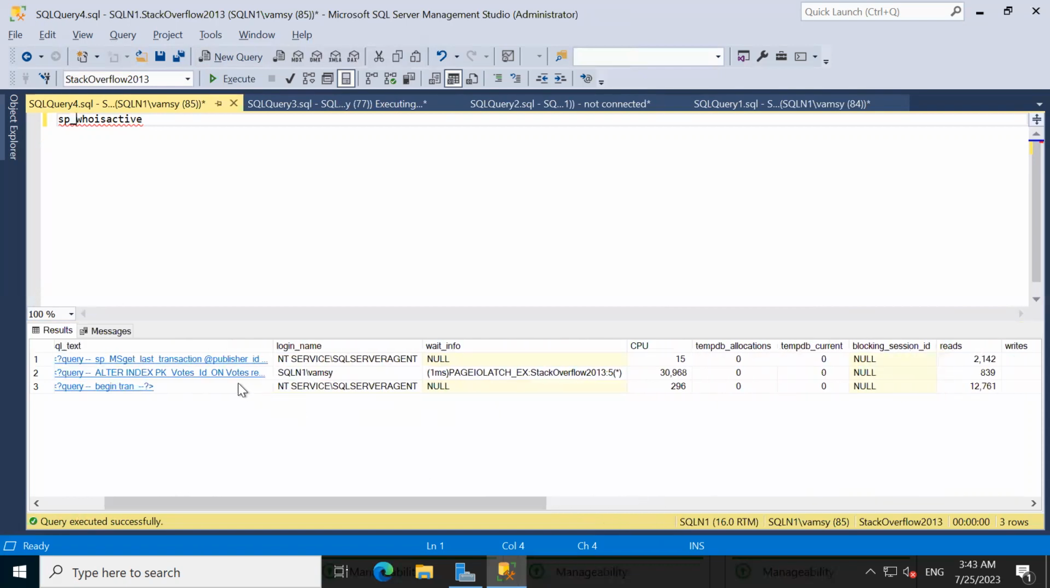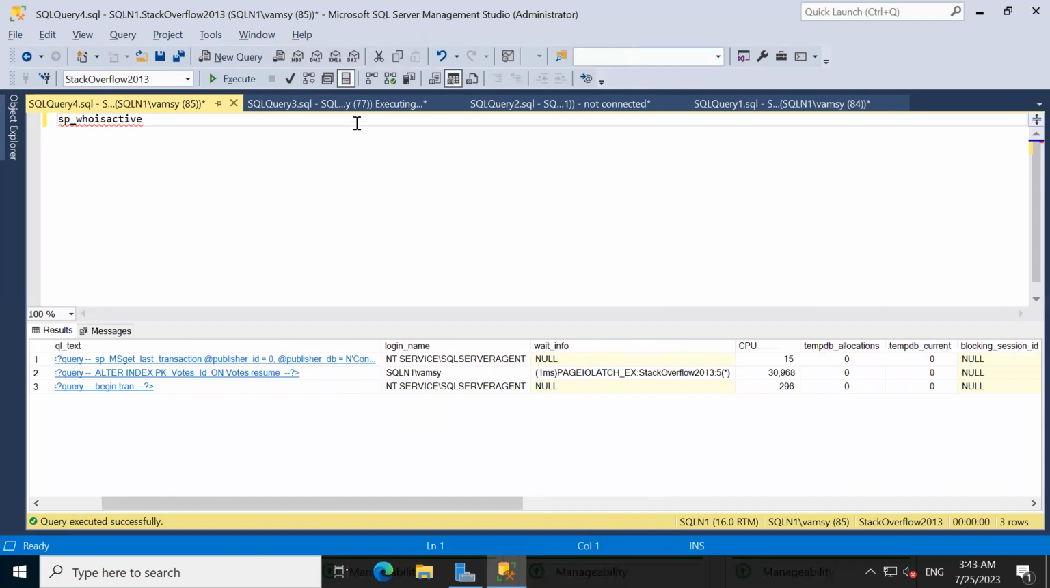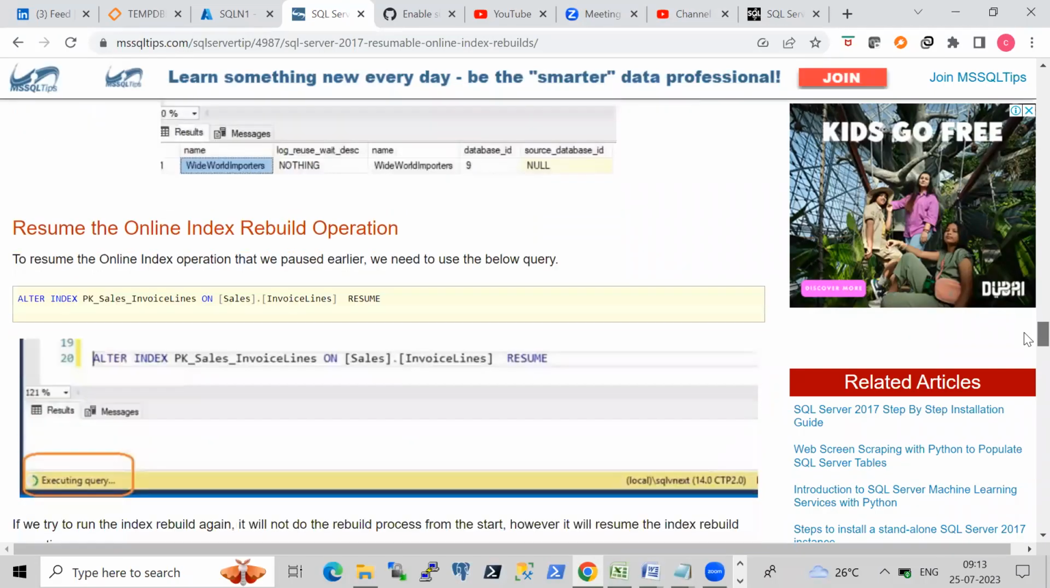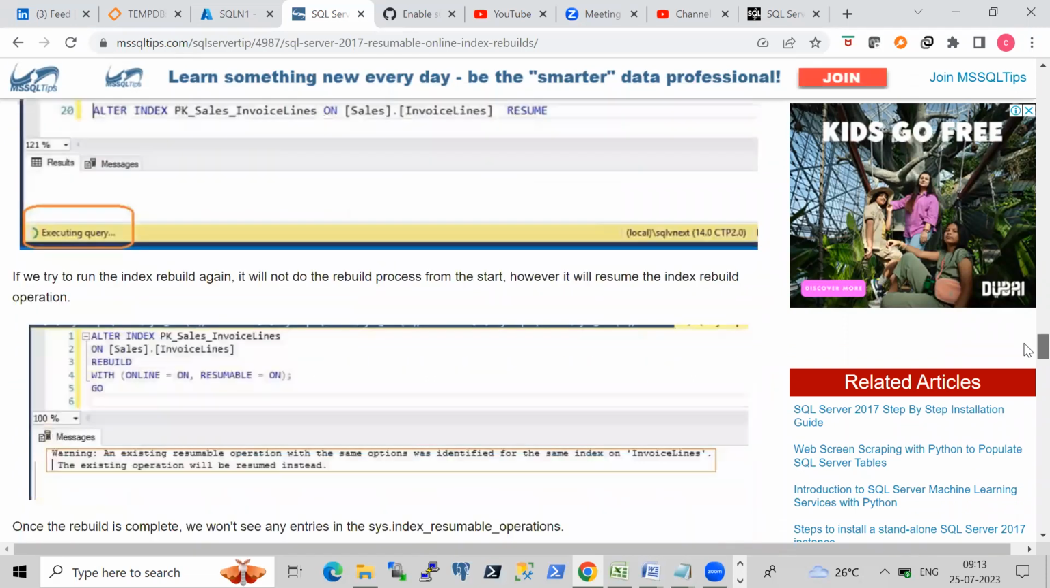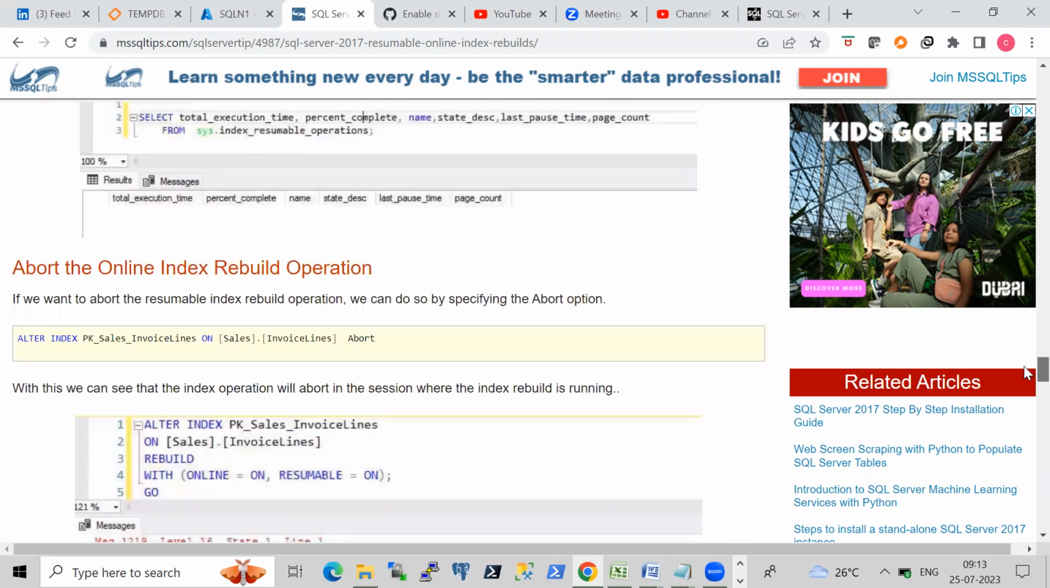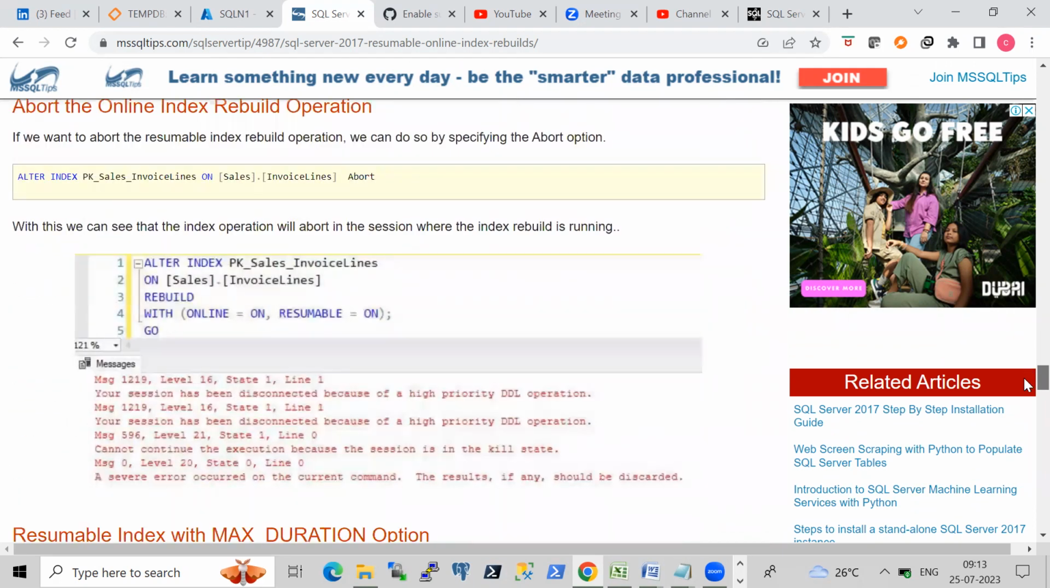So if you see here, my alter index operation is running right now. So it is still performing that operation. And percentage, you can do it only if you set statistics profile on, because sometimes it won't get revealed from sp_whoisactive. Okay, so if you say abort, it will get stopped altogether. It won't get connected again.